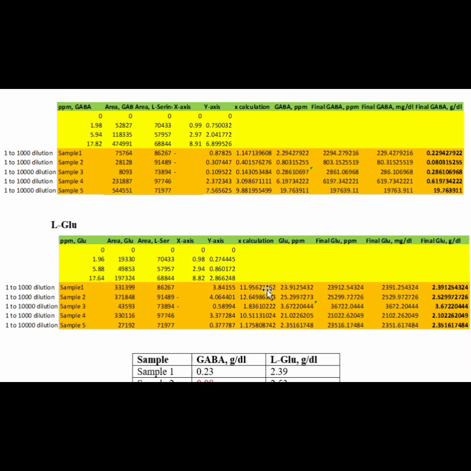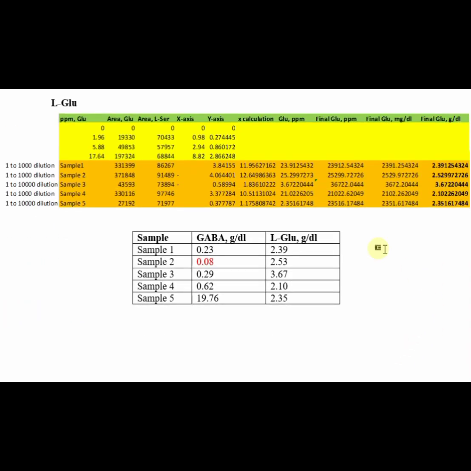Then we have to multiply this x value by 2 because the internal standard, L-serine, concentration was 2 ppm. Then likewise final glutamate ppm, final glutamate in the form of mg per deciliter and in the form of gram per deciliter can be obtained. So likewise we can analyze sample concentration, GABA concentration and glutamate concentration like this.